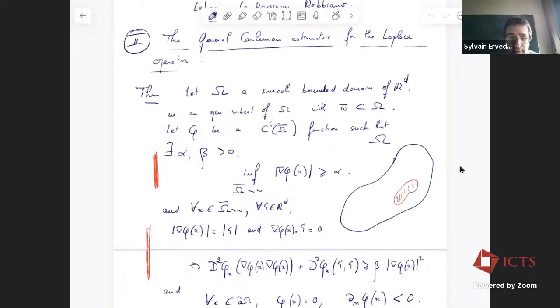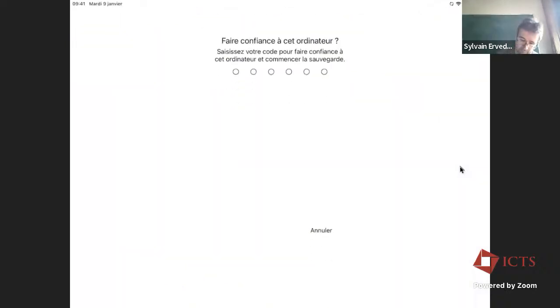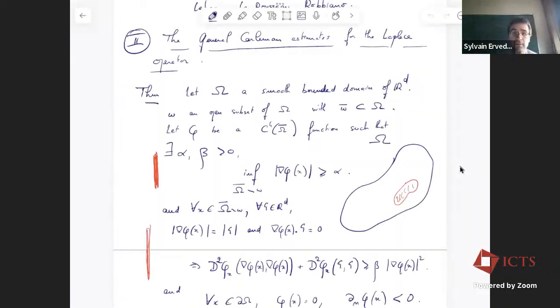So the first one is that the infimum of the gradient is strictly positive outside small omega, which means somehow that outside small omega you can, sorry, there is an update of my pad coming into play, so I hope it will not disturb the process, but okay. So we have this condition that the gradient of phi does not vanish, which means that the level sets of phi are a foliation of the domain outside small omega.